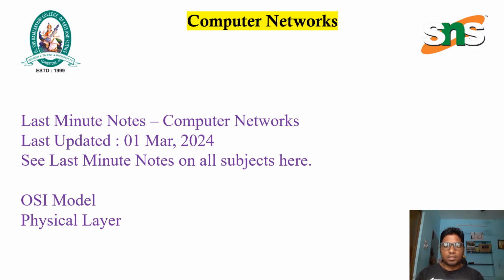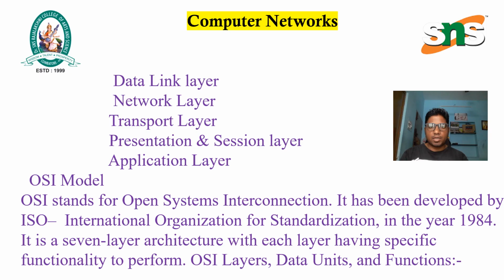So the OSI model is very important to networking concepts. There are seven layers in the OSI model. The first is the physical layer, second is the data link layer, third is the network layer, fourth is the transport layer, fifth is the session layer, sixth is the presentation layer, and the last one is the application layer. These are the seven layers available.